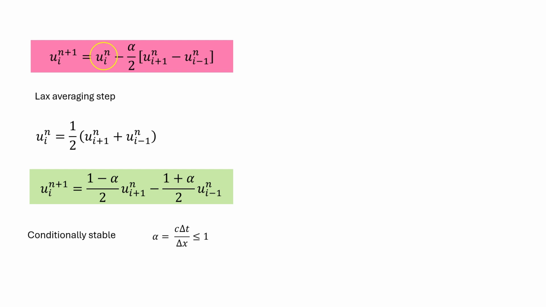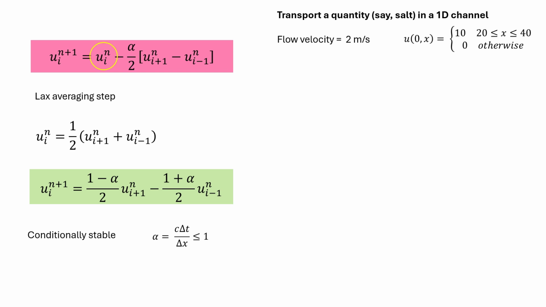Now let's look at an example of transport of a quantity in a 200-meter long channel with a constant flow velocity of 2 meters per second. The initial condition suggests that concentration of the quantity, let's say salt in this case, is 10 when x is between 20 and 40 meters and it is 0 elsewhere.